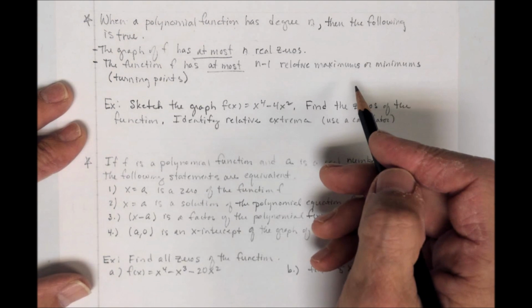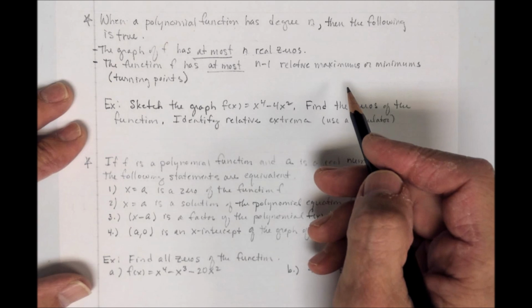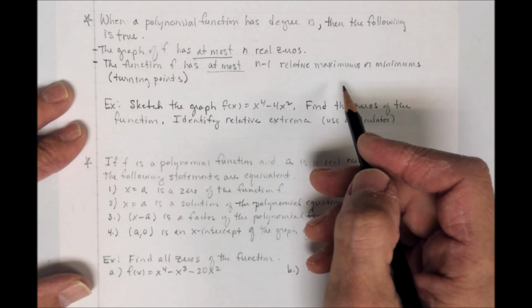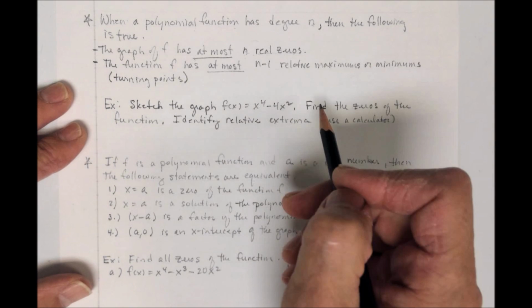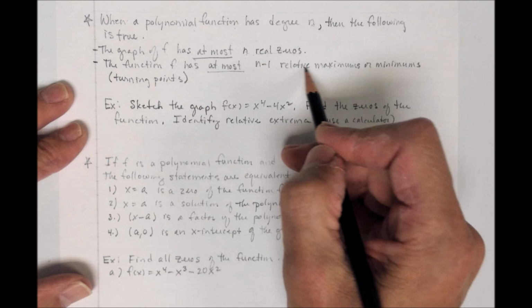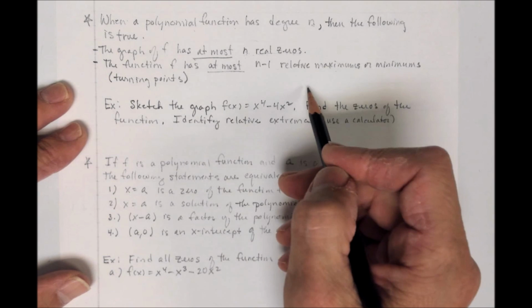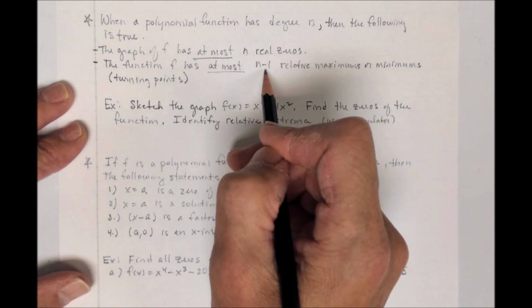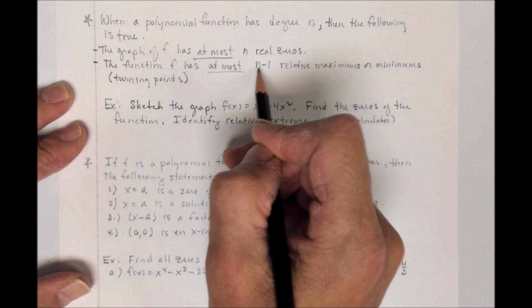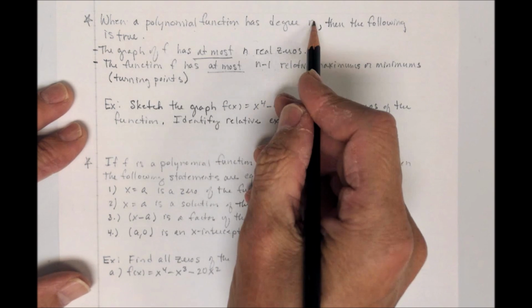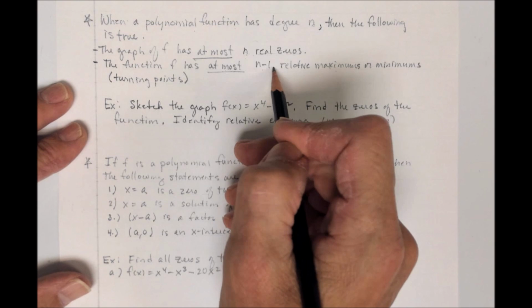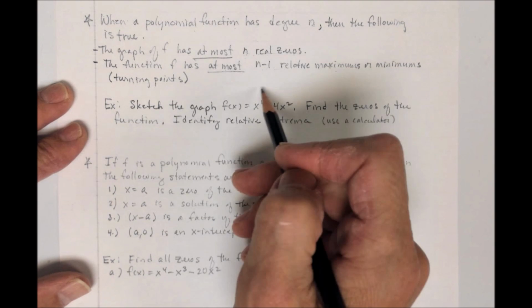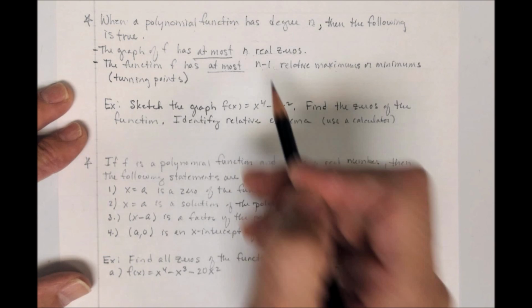And also, with curves that have higher degree, you can have different turning points, or maximums and minimums, relative maximums, relative minimums. I mentioned that earlier. But you can have no more than 1 less than the degree, n minus 1. So if it's degree 6, you can have no more than 5, 6 minus 1. If it's degree 10, you could have no more than 9. If it's degree 2, you could have no more than 1.